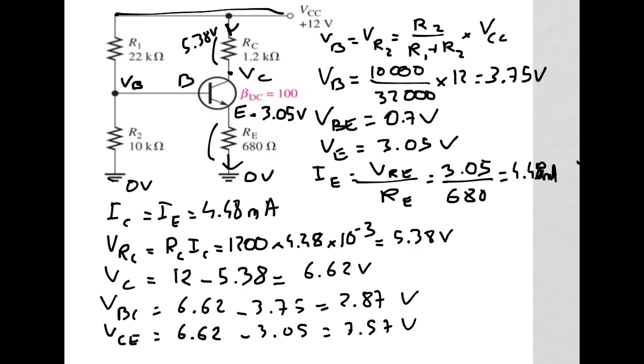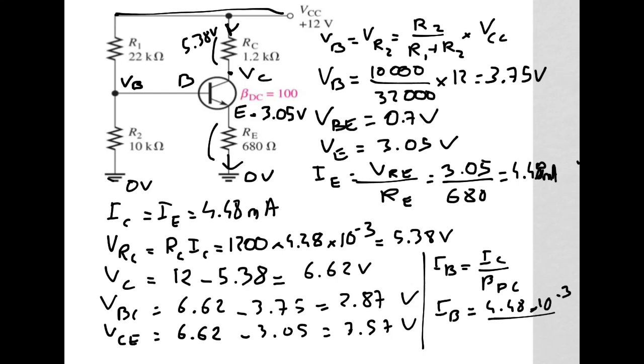And the final thing we need to calculate is IB. IB will be IC divided by beta DC. So IB will be 4.48 times 10 to the minus 3 divided by 100. So that's 4.48 times 10 to the minus 5 amps.